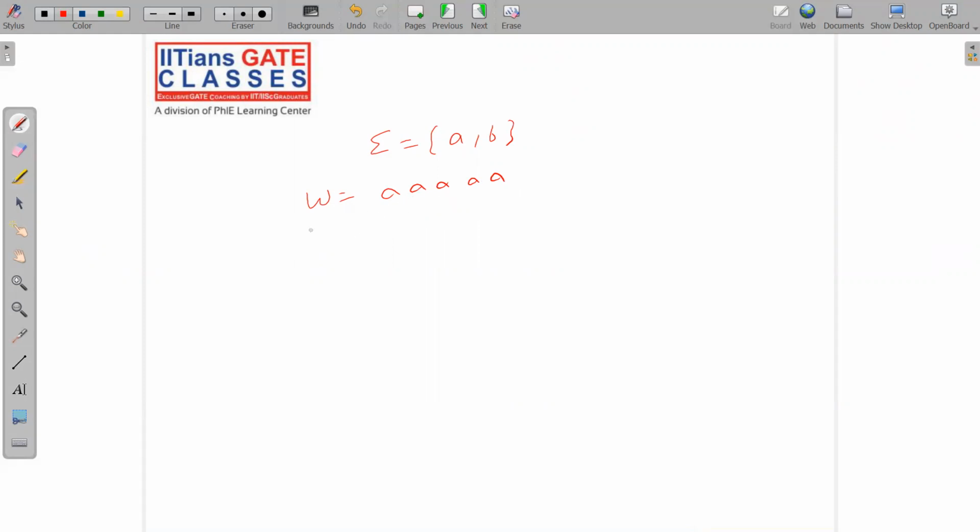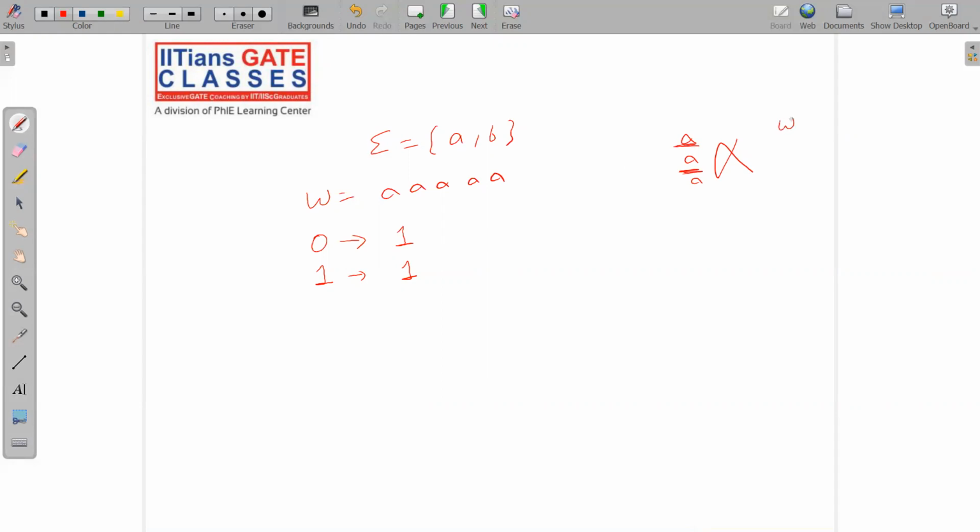Now the substring of length 0 will be what? Only one, that is the null string itself. The substring of length 1 will be how many? Only one, that is a. You don't need to write all of these, because this a and this a, these are all the same.